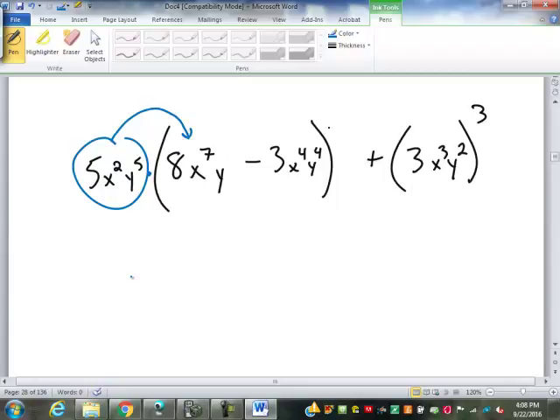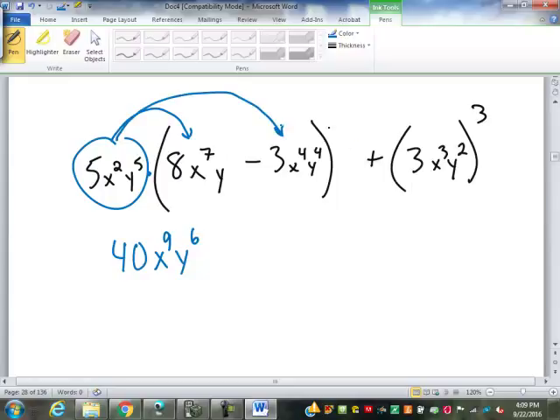5x squared y to the 5th times 8x to the 7th y. What do we get? 40x to the 9th. 2 plus 7 is 9. When you're multiplying, you add. y to the 5th times y is y to the 6th. Good. So 5 times 8 is 40. x squared times x to the 7th becomes x to the 9th. When you're multiplying exponents, you add powers.